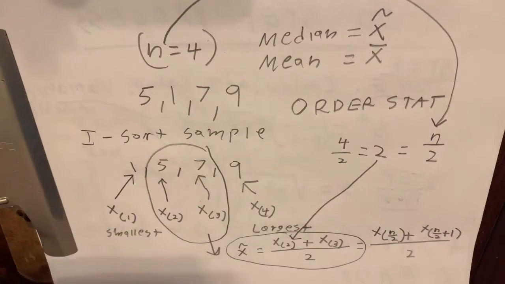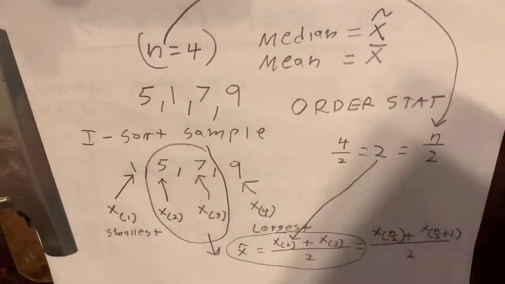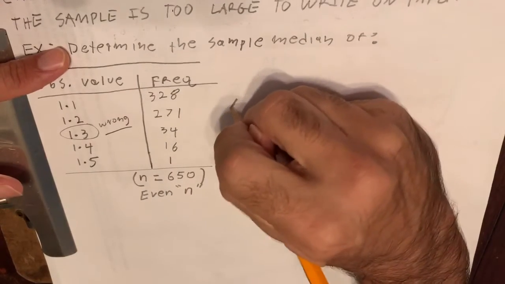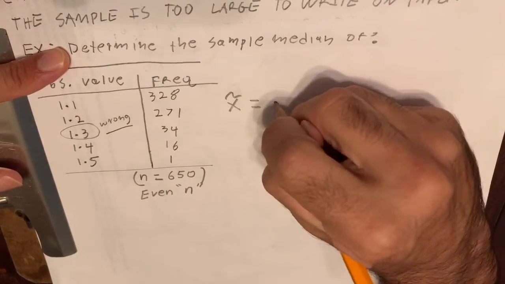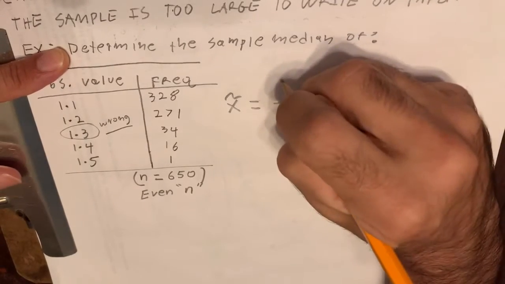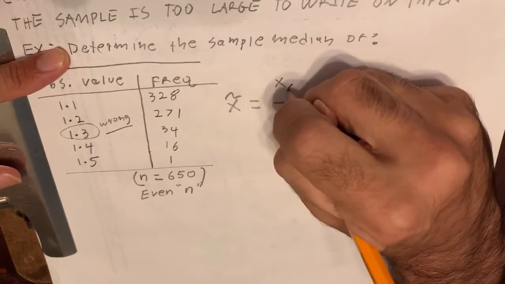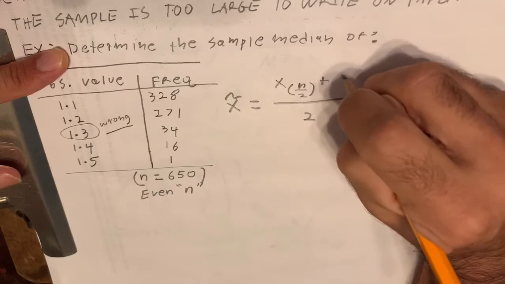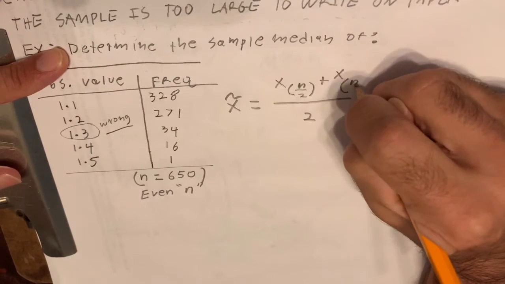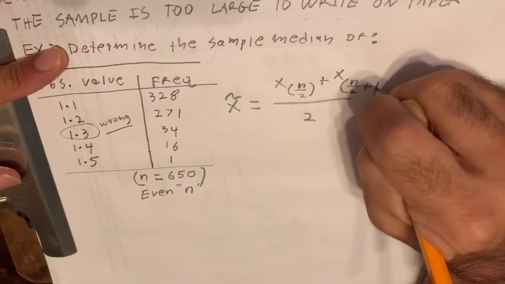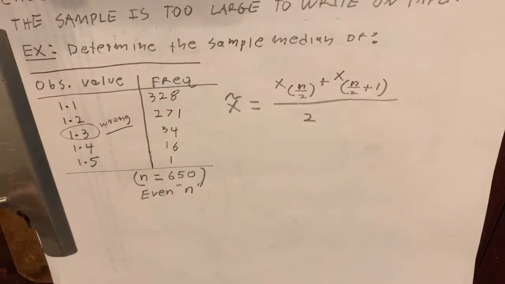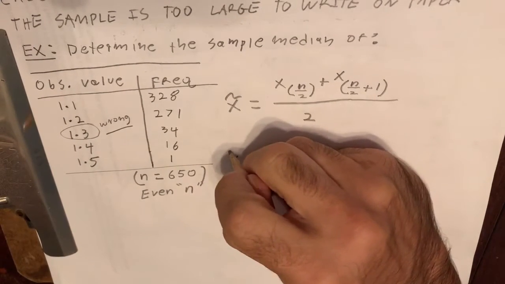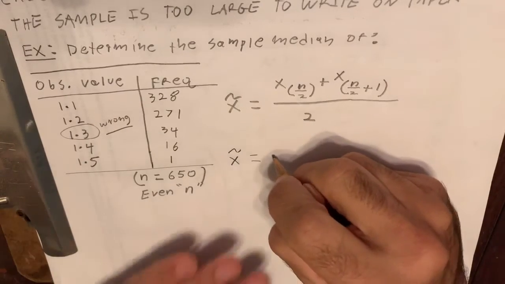So what I want to do is write this formula out in this case. So we have the median is equal to the average, or the mean, of x sub n over 2 in parentheses plus x sub n over 2 plus 1. And so all we have to do is divide 650 by 2. I'm going to write this out in detail for you guys since it might be the first time you're ever seeing this.